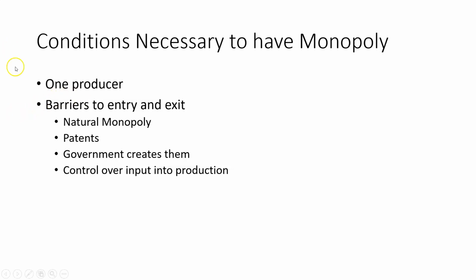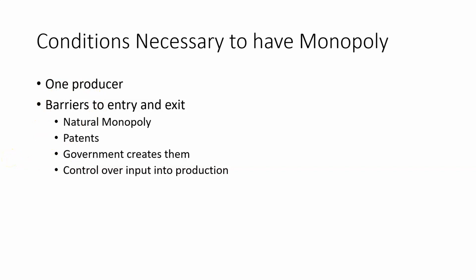The second condition, as to how monopoly is different than perfect competition, is that we have barriers to entry and exit. There's something keeping other firms from entering the market. There's something keeping this firm in the market. And I've listed here some of the most usual characteristics of barriers to entry and exit.